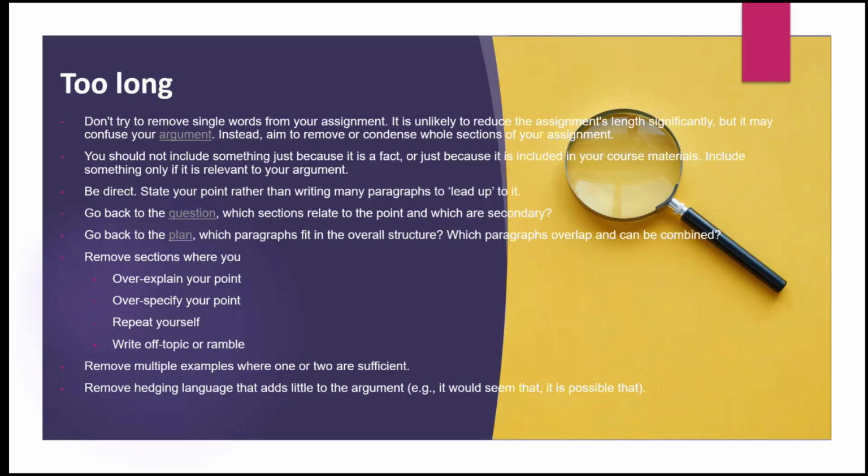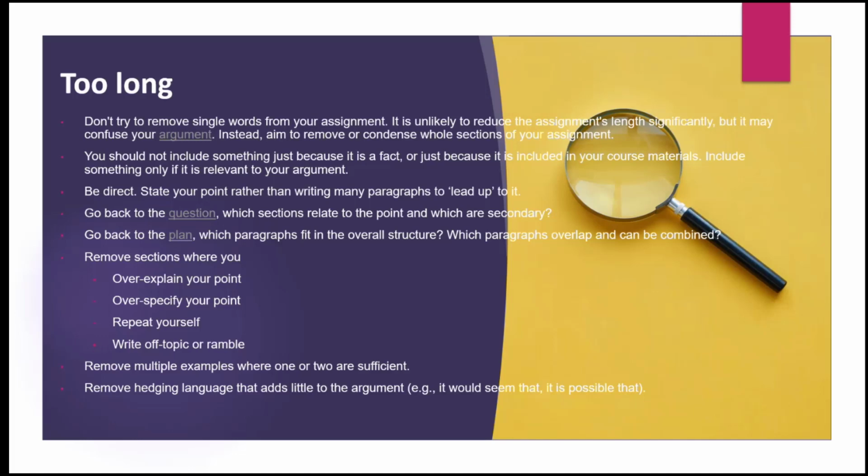Maybe if you were discussing causes of poverty in Africa and you discuss 5 causes, maybe you might want to make it 4 causes, right? Or if you were providing 2 examples for each paragraph, maybe you want to provide 1 example for each paragraph. If you were providing 3 references for each paragraph, maybe you want to bring it down to 1 reference, or randomly some 2, others 1, right? So you want to reduce, think about it in terms of sections, not just I need to take out a word here and there. Right, so you shouldn't include something just because it's a fact or just because it's included in your course material. Include something that is relevant.